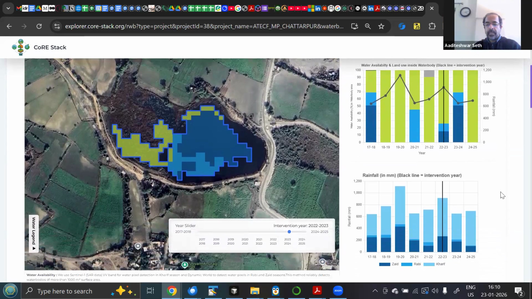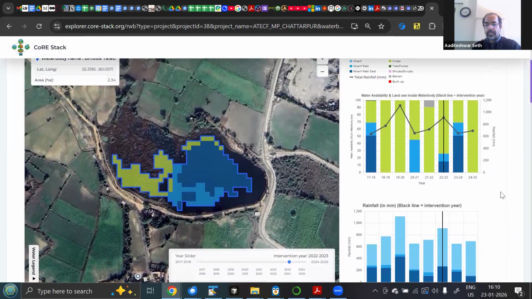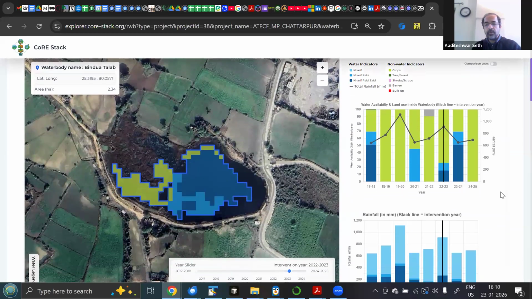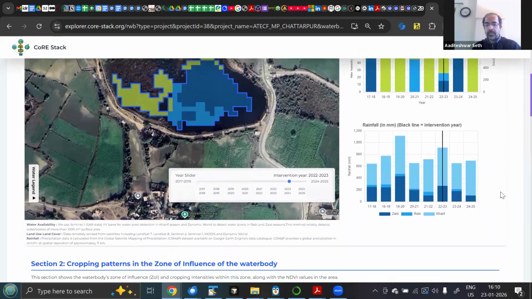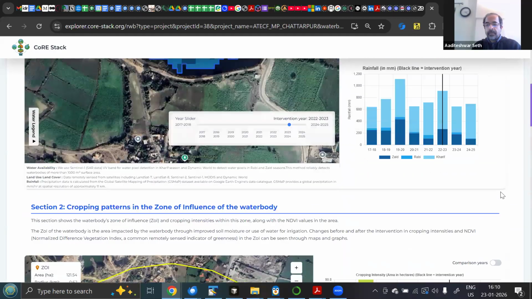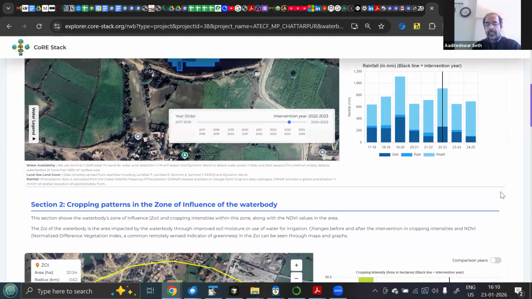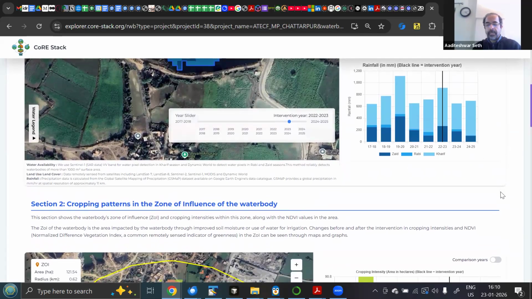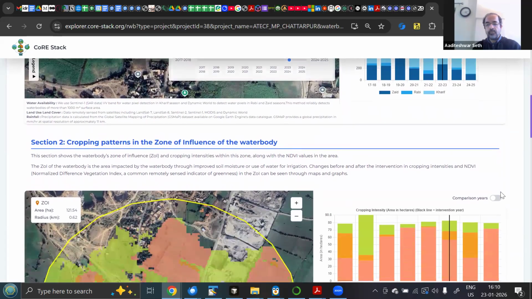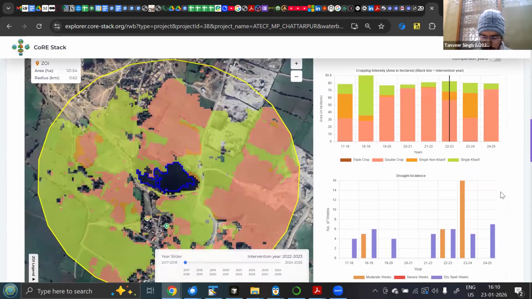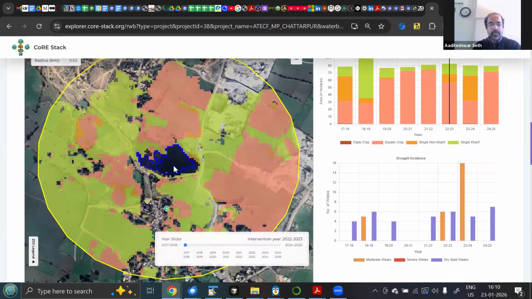So this is one thing that we can then measure in this water body. This one is Bindwatala. We'll go back and we'll get the numbers also. So you can say that as a result of the intervention, post-intervention minus pre-intervention, what is the improvement?